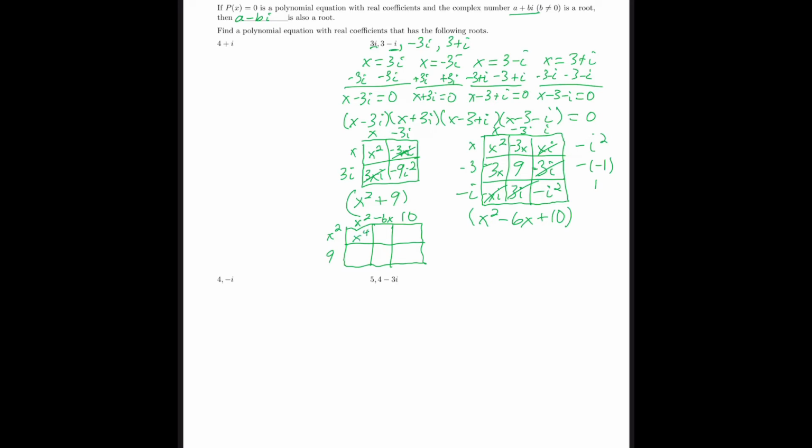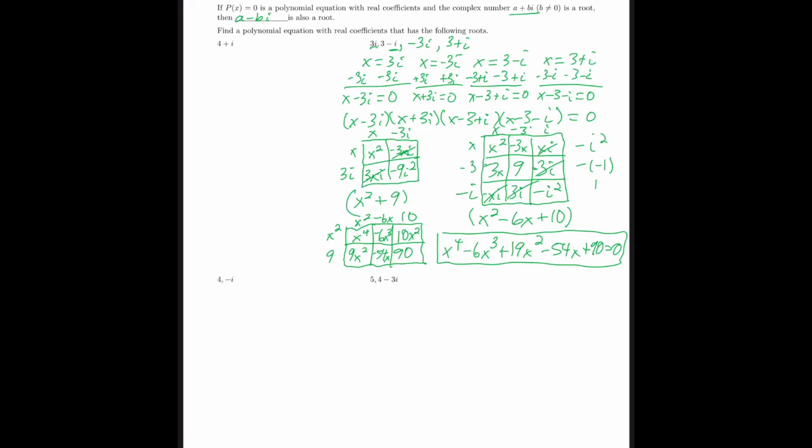And now we just multiply these two polynomials together to get our final answer. So I'll draw another box over here. This one's 2 by 3. So we've got x squared and 9 on that side, and x squared, negative 6x and 10 up here. x squared times x squared is x to the fourth. x squared times negative 6x is negative 6x cubed. x squared times 10 is 10x squared. 9 times x squared is 9x squared. 9 times negative 6x is negative 54x. 9 times 10 is 90.